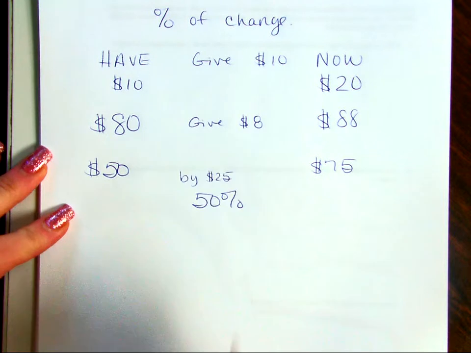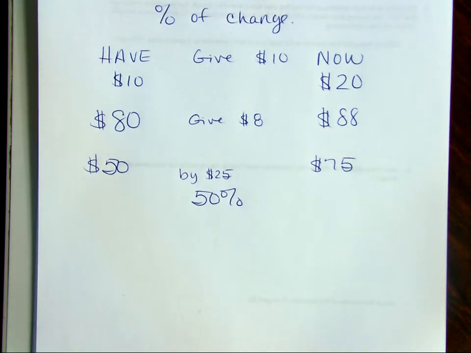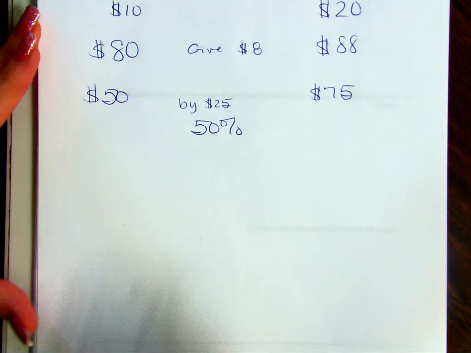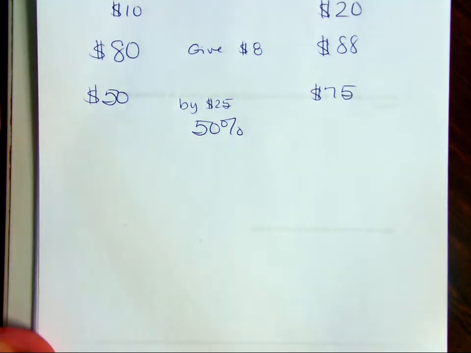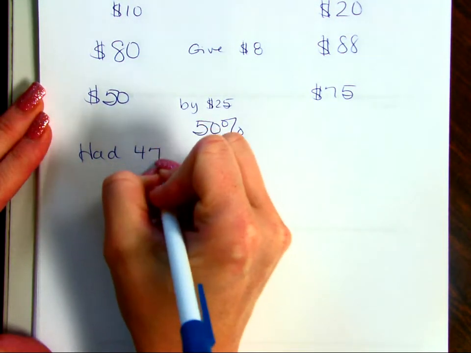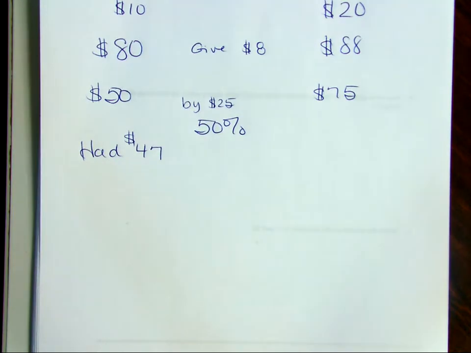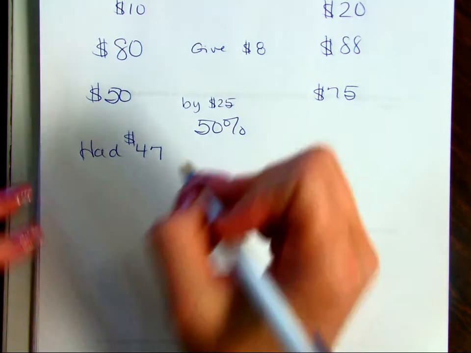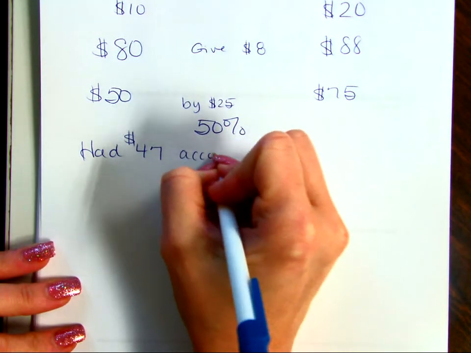So I need you to understand one thing first of all. Today, I'm not asking you how much money is it less or more than. I'm asking you what percent it's less or more than, right? Okay, so let's just start with this. I had $47 in my account before my birthday.